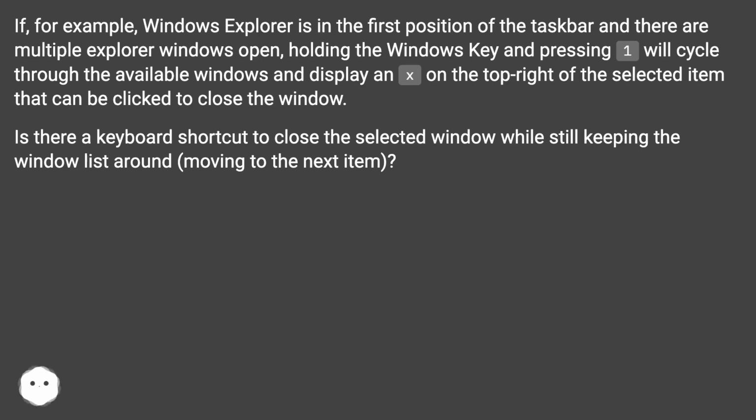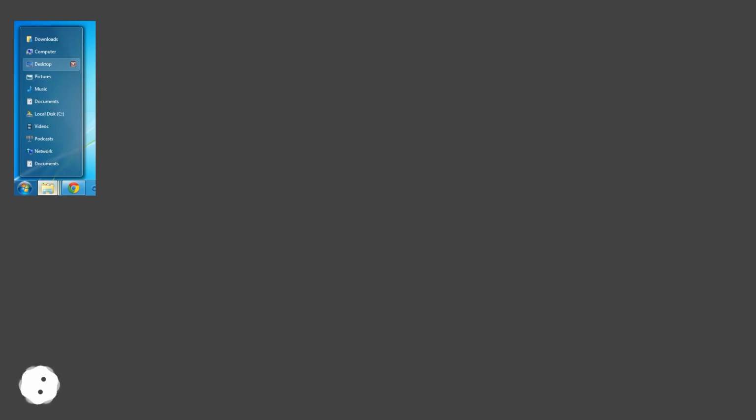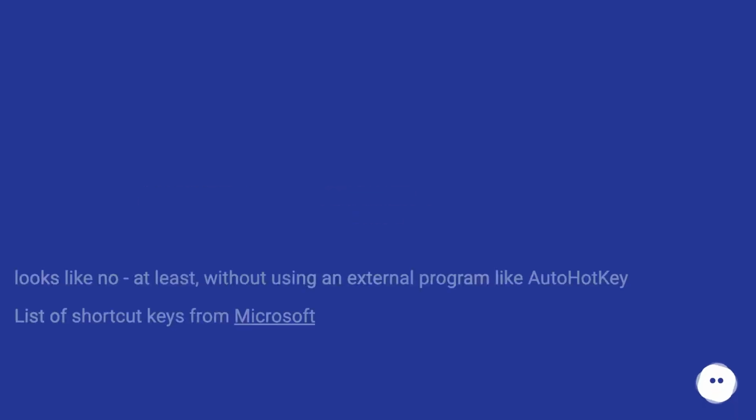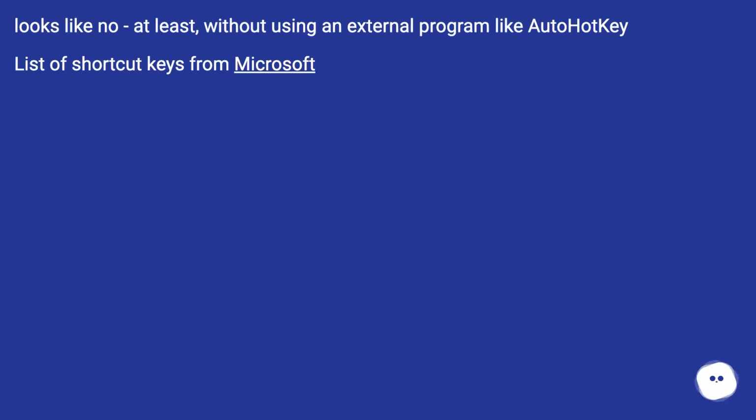Is there a keyboard shortcut to close the selected window while still keeping the window list around, moving to the next item? Looks like no, at least without using an external program like AutoHotkey. List of shortcut keys from Microsoft.